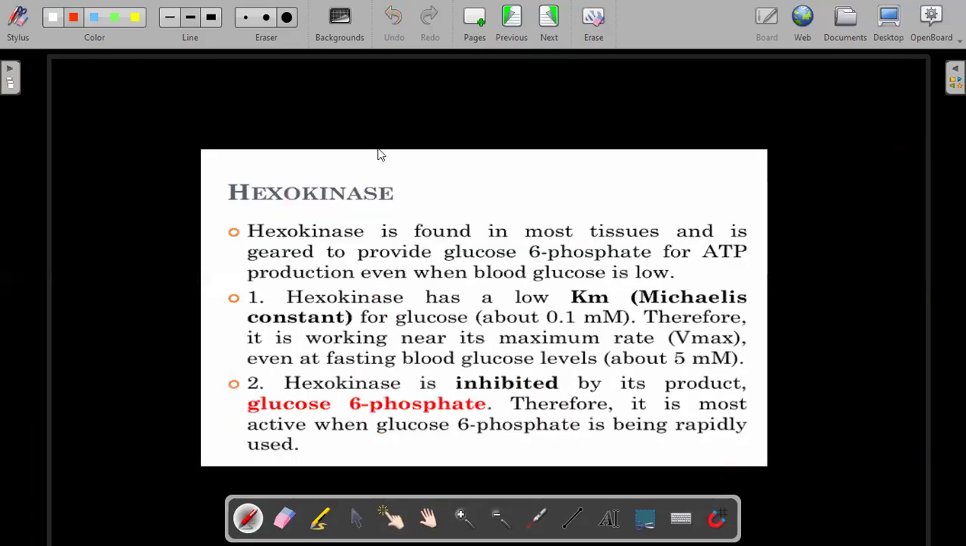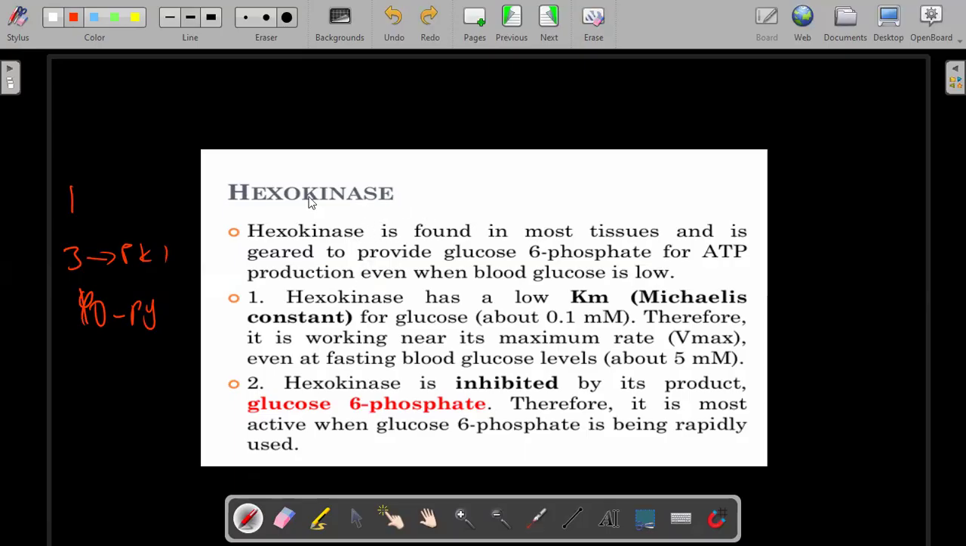Now in terms of regulation, we are targeting the regulatory enzymes. We remember the ones working at steps 1, 3, and 10. The first one was hexokinase or glucokinase, at step number 3 was phosphofructokinase 1, and at step number 10 is the pyruvate kinase enzyme. Those are the enzymes we are targeting here. What you need to know about regulation is what inhibits and what activates each enzyme.